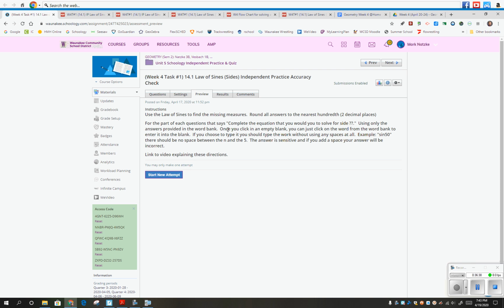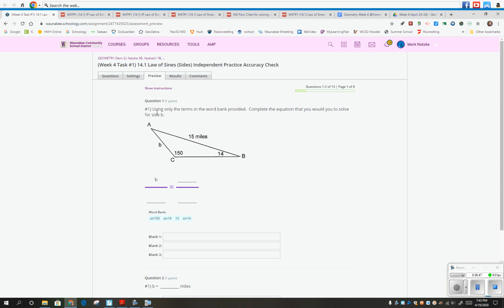And I'm going to show you how to do that. Then the second question, part of it will ask you for the actual measure. So if I start this right here, right now, using only the terms in the word bank provided, complete the equation you would need to solve for side B. So I'm actually going to do number 1 for you.